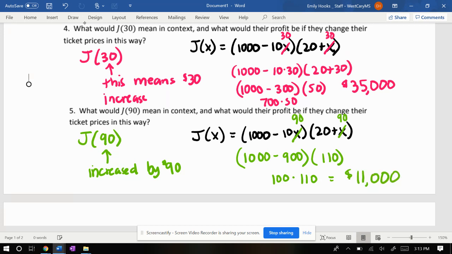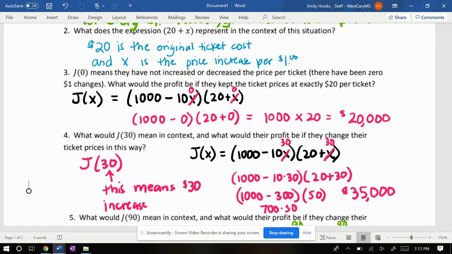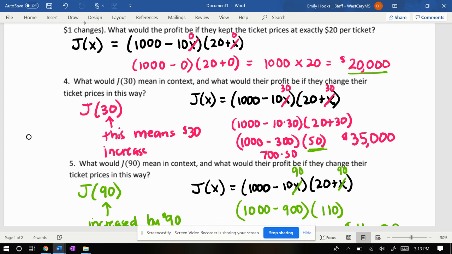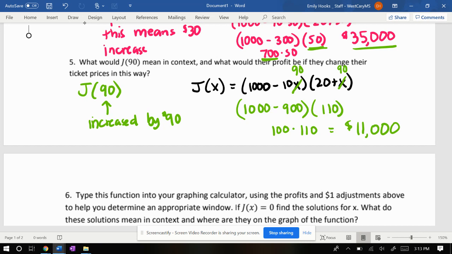So as you can see, if we go back up to the top, if we charge the same $20, you'll make $20,000. If we increase it up to $50, you'll then make $35,000. You're only getting 700 people to go, but you're making more per ticket. And this one, because we're now charging $90 more, we only have 100 people going at $110 per ticket. But because you have so many fewer people going, even though the ticket prices are more, you're now way lower than you were previously.